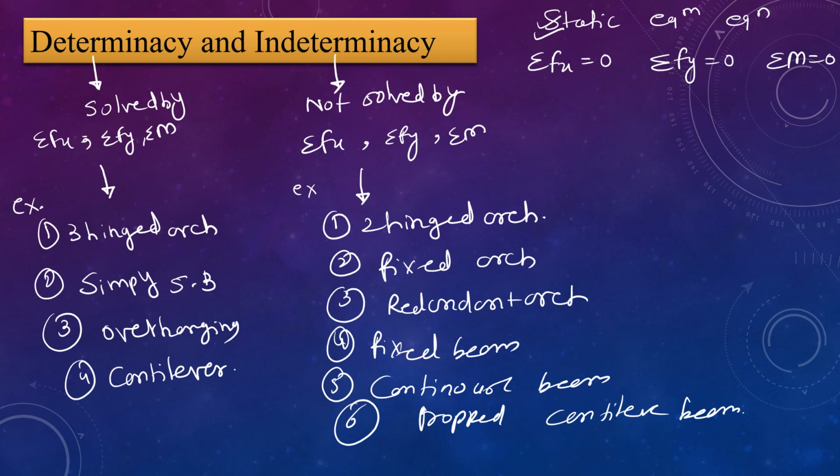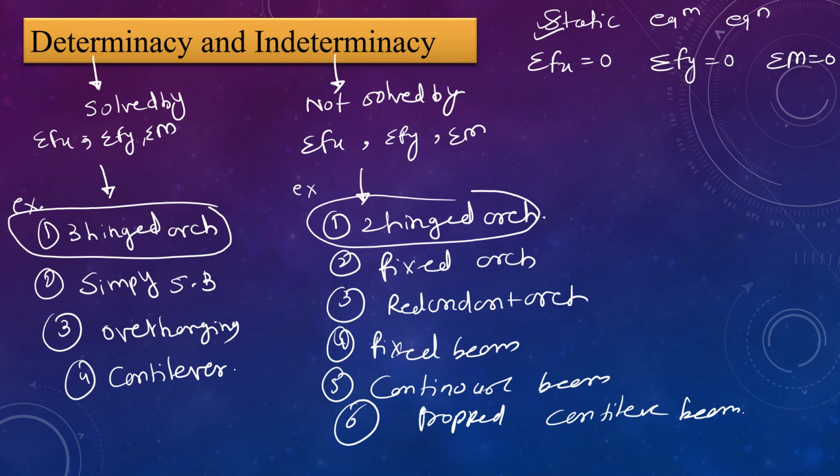Here in the exam they ask about the three hinge arch and two hinge arch, because students get confused about which is determinate and which is indeterminate. So these two are important. Mark it as important. The two hinge arch is indeterminate and the three hinge arch is determinate. Okay, the next point.